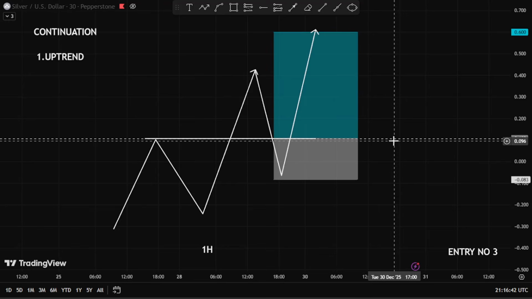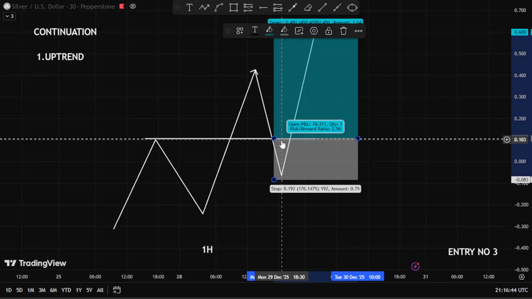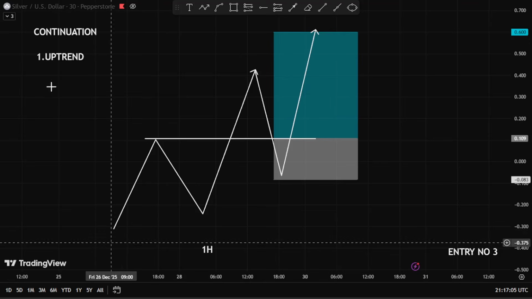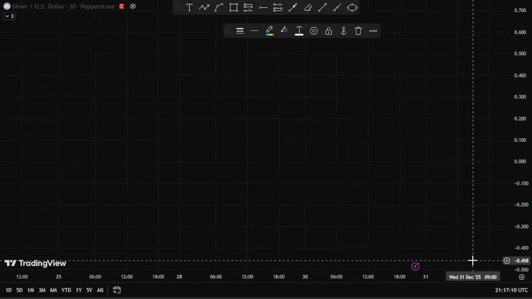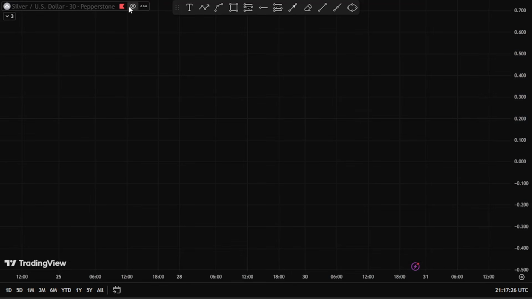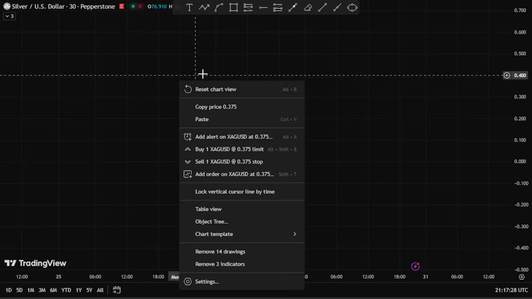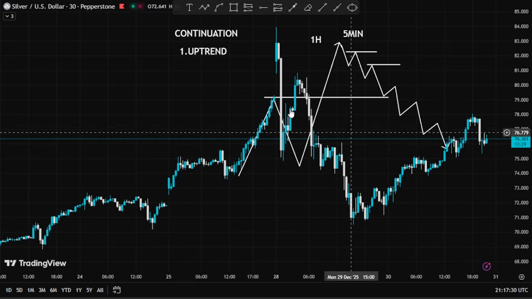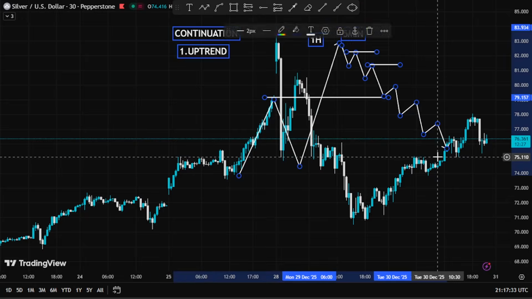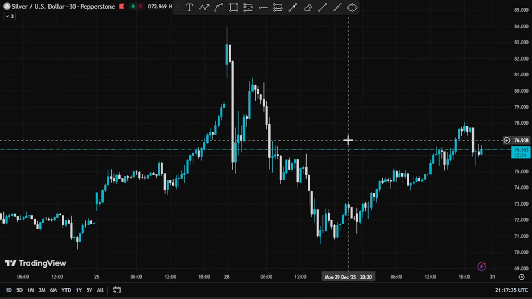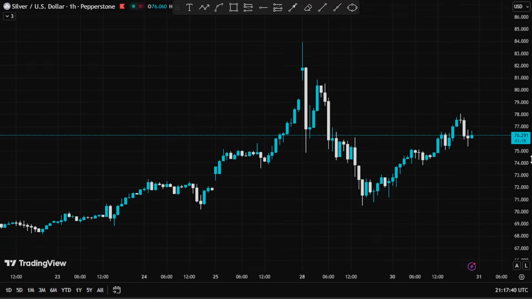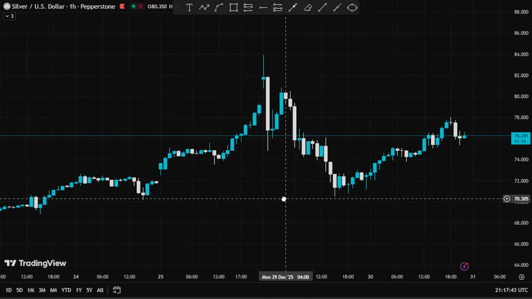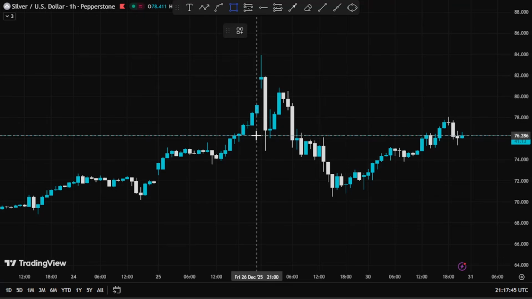Let me delete this alert. Now let me clear this and show you an example of where you could have avoided a loss if you had followed everything else. So let's look at silver today. When we go to the higher time frame, on the 1 hour time frame, silver gave us an indication that it was going to go bearish. So I marked this indication level here.